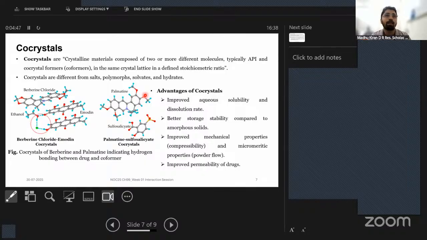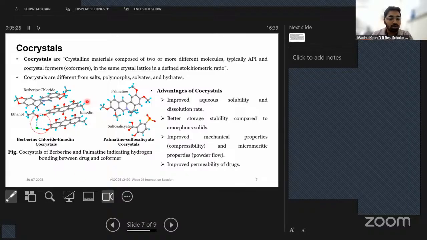Stoichiometric ratio is, suppose you consider the molar ratio, if you consider one molecule of API, there might be one molecule of coformer in some particular co-crystals, like we can see in the palmatine sulfosalicylate co-crystals. For every molecule of palmatine, there is one molecule of sulfosalicylate, which is a coformer. So the stoichiometric ratio here is a 1:1 molar ratio. But here there is one molecule of berberine chloride, and there are two molecules of amodine. So the stoichiometric ratio here is 1:2. For every one molecule of berberine, there are two molecules of amodine in one particular unit cell.